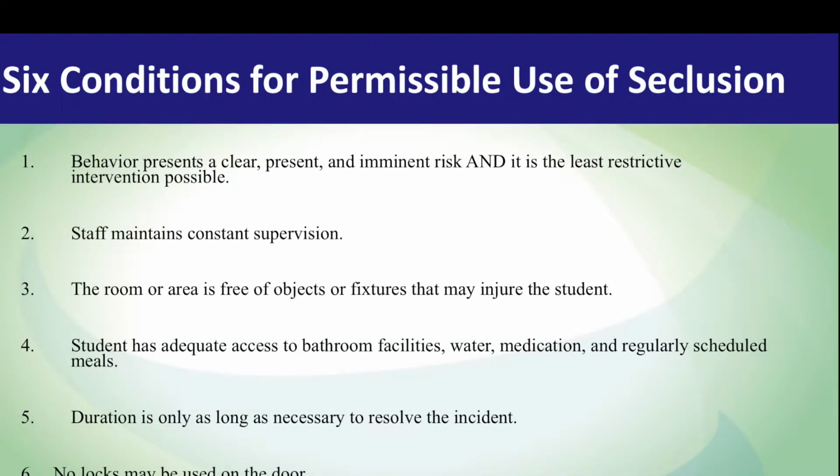Conditions for acceptable use of seclusion are: behavior is a clear, present, and imminent danger to self or others, and is the least restrictive intervention, meaning in most cases, de-escalation or other preventative strategies have already been tried. Staff must maintain constant supervision, must either be present in the room with the student or see the student at all times through the window. The room or area is free of things that may injure the student.